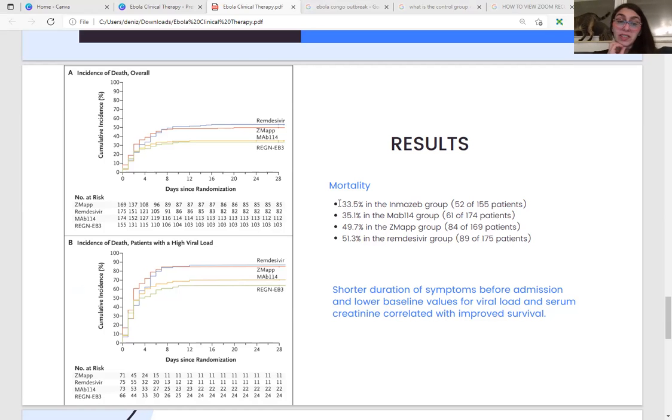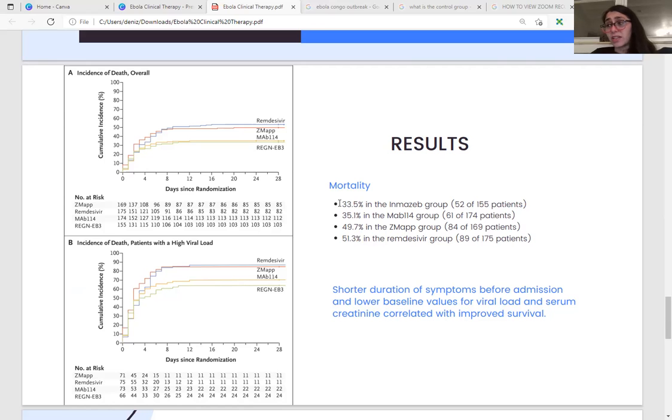Another thing that they noticed was that the odds of death increased by 11% for each day after the onset of symptoms that the patient did not present to the treatment center. So each day you're waiting, you're increasing your chance of death by 11%, which is horrible. That's such a rapid increase. And another thing they noticed was that the odds of death were lower among patients with lower viral loads, which makes sense.